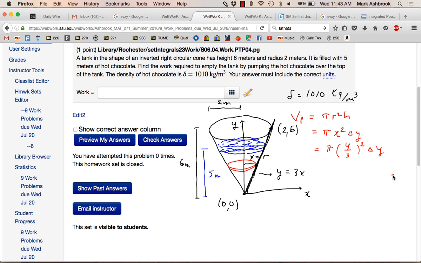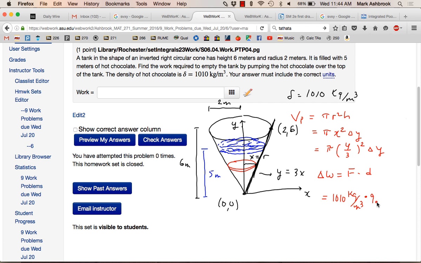Okay, so now we're moving on to work, which is force times distance. The force is the weight of that pancake times the distance it has to go. So what's the force? The force is going to be mass density. But we need weight density. So how do we get weight density? How do we get from kilograms to newtons?